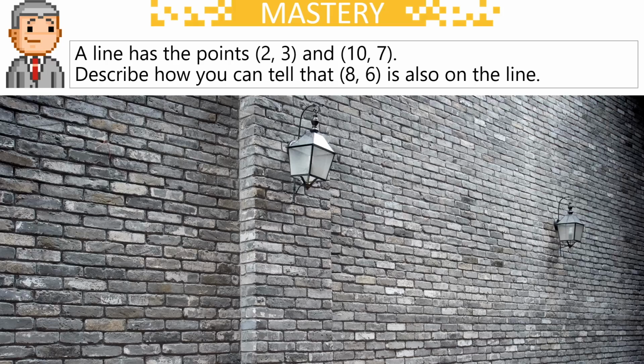A line has the points 2, 3 and 10, 7. Describe how you can tell that 8, 6 is also on the line. If you know, write it in the comments below.